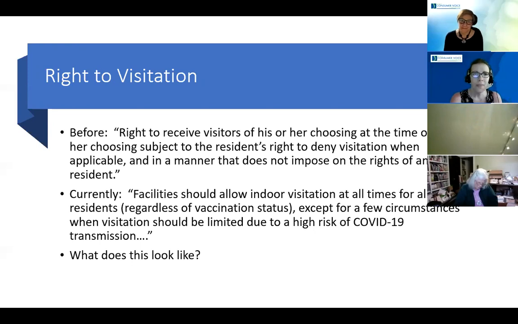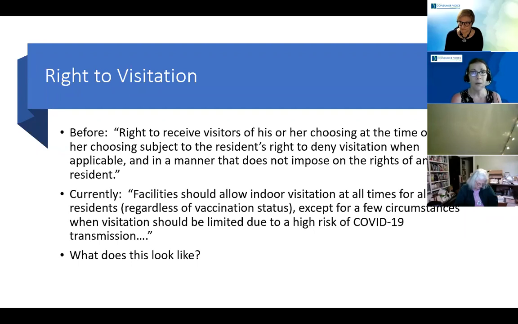So to start with, before March 2020, residents had the right to have the visitors they wanted when they wanted them, subject to very, very few, if any, limitations. So we saw once the pandemic started, a visitation ban went into effect through CMS guidance. And then slowly, that ban lifted in limited ways, again through guidance, as the pandemic went on.